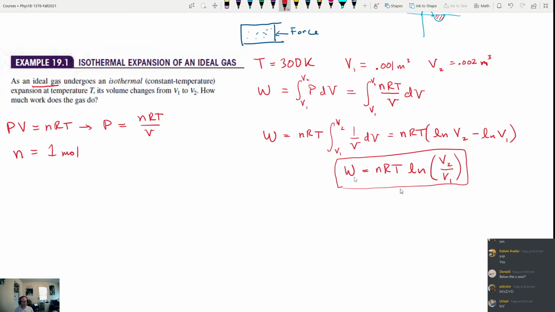I'm not saying you should just use that to start it. I mean, this doesn't take much work to do these 3 steps or whatever it takes, but you shouldn't be surprised when you get this result in your homework, if you get this log V2 over V1.